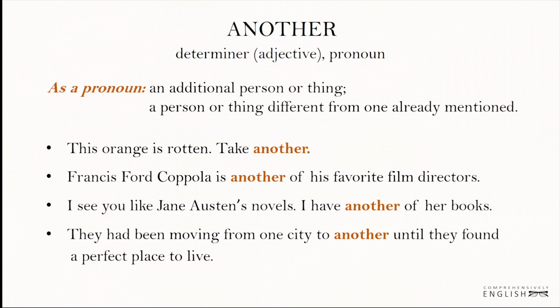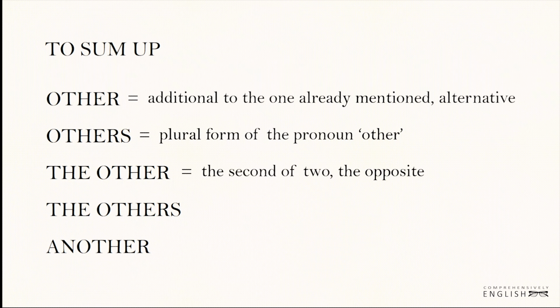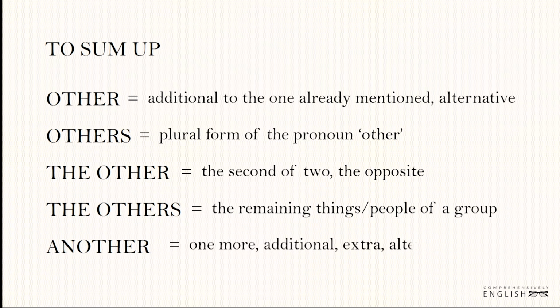A quick reminder, you can only use another to replace singular countable nouns. It's easy to remember because the article a or an is used with indefinite singular countable nouns. To sum up, other means additional to the one already mentioned or alternative. Others is the plural form of the pronoun other. The other is the second of two, the opposite. The others speak of the remaining things or people of a particular group. And another is one more, additional, extra, or alternative.